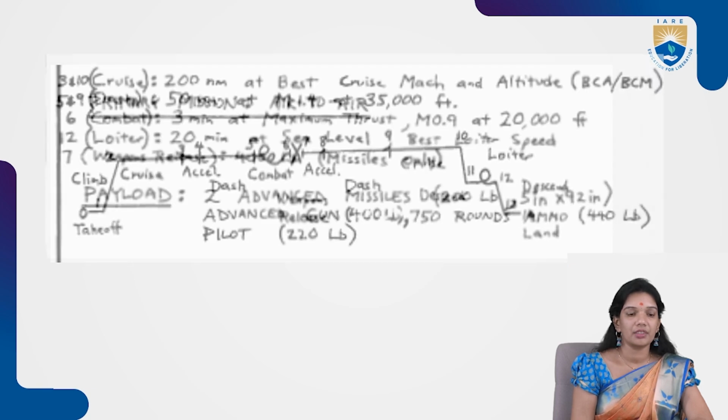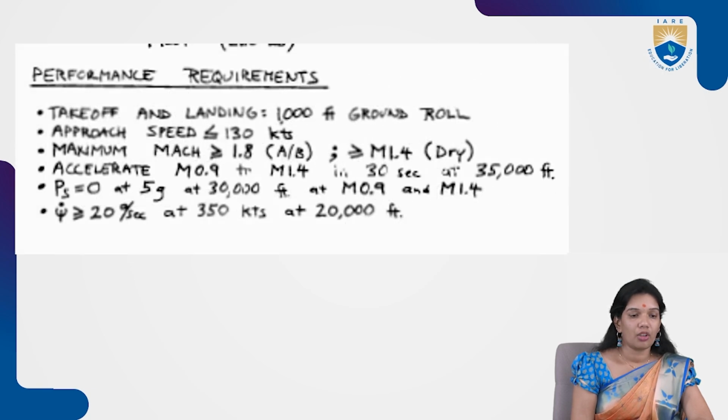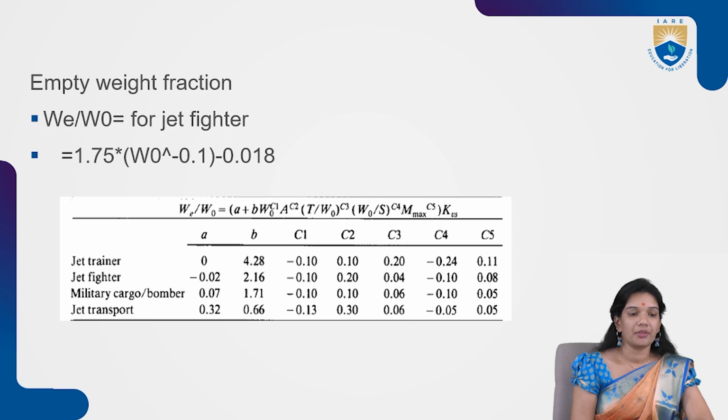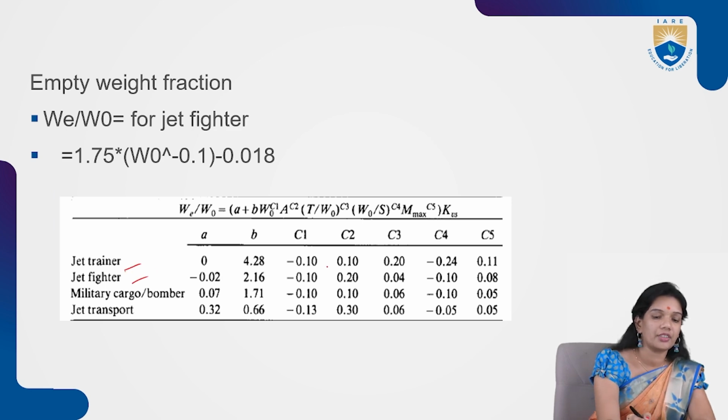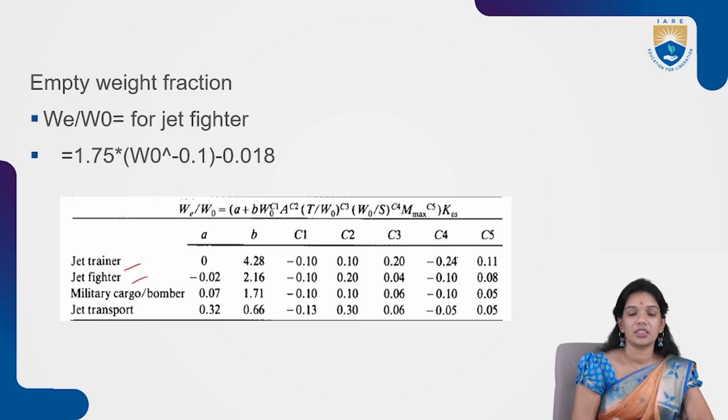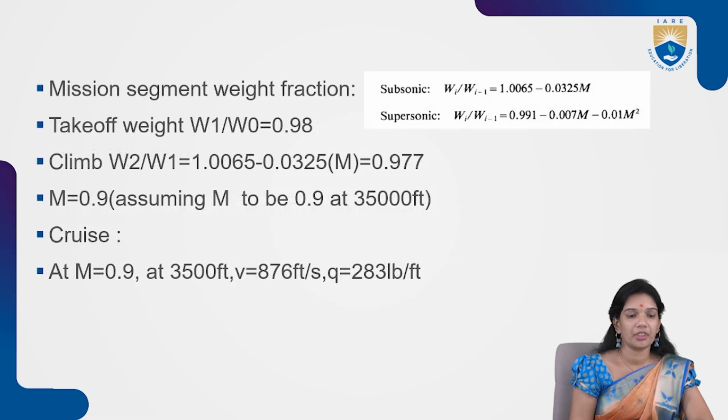For all of the 14 segments, the data has been given. For that particular data, we have calculated the empty weight fraction. The empty weight fraction was determined in terms of whether it was a trainer or fighter aircraft, and accordingly all the constants are given, and we go and calculate the empty weight fraction.